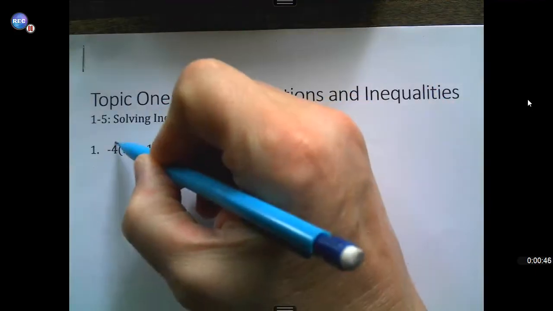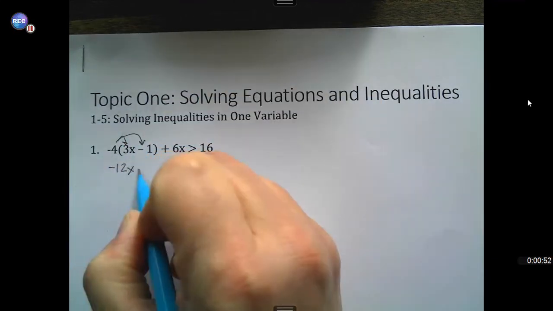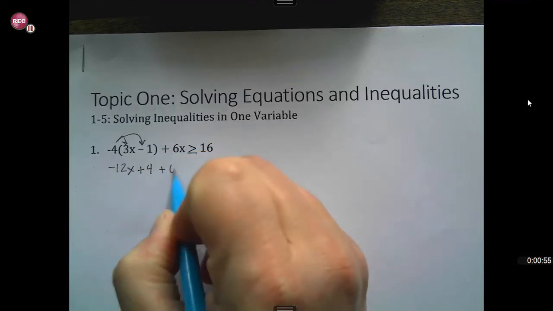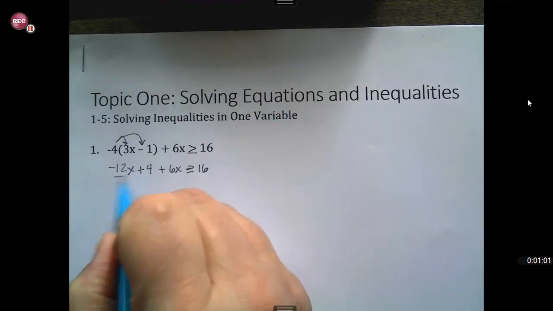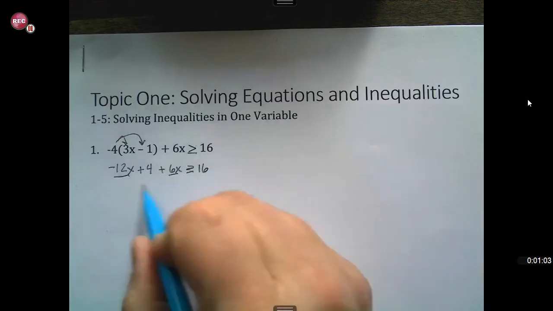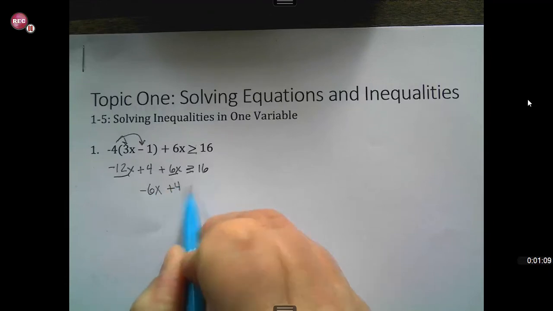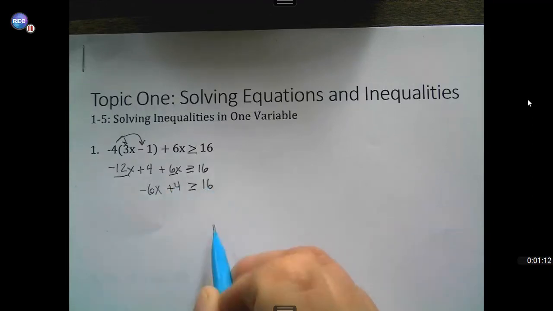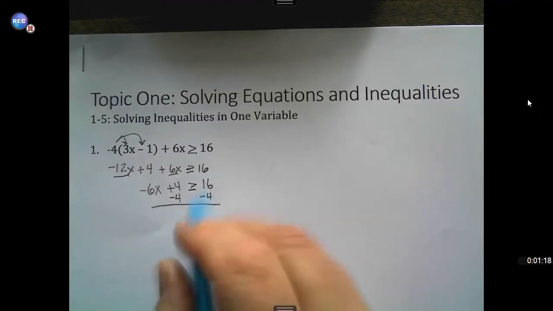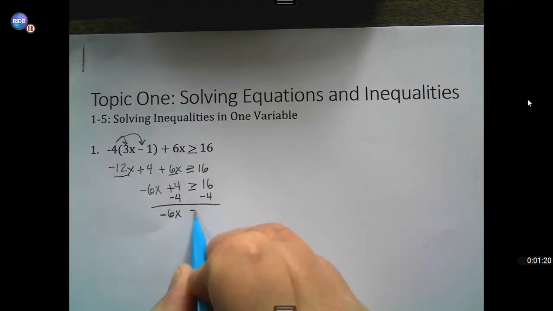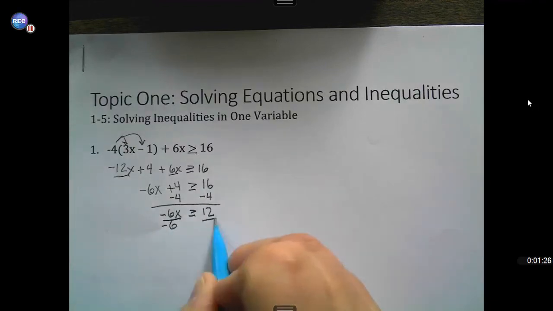So what we would do here, we distribute this -4, and get negative 12x plus 4 plus 6x greater than or equal to 16. I would combine like terms on the left hand side. Negative 12x plus 6x is negative 6x, plus 4 greater than or equal to 16. Now I'm going to subtract 4 from both sides. On the x side, negative 6x greater than or equal to 12.